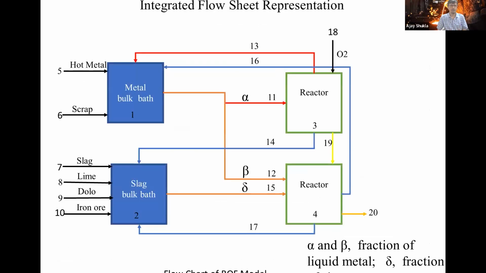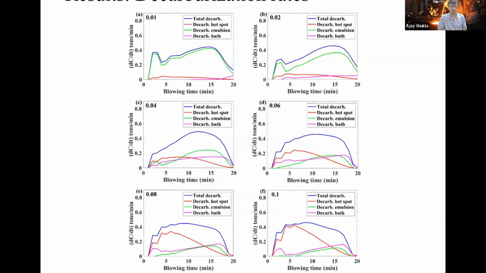And then we have defined certain kinetic parameters given as alpha, beta, and delta, that are calculated by the mass kinetic considerations, and they give the fraction of metal which goes into the various reactors from the bulk reactor. Similarly, other associated phenomena like dissolution of scrap, dissolution of flux, etc., also go on side by side. So they are also part of the model.